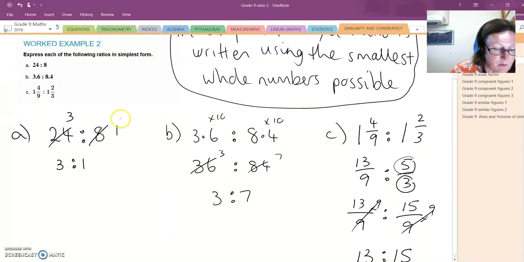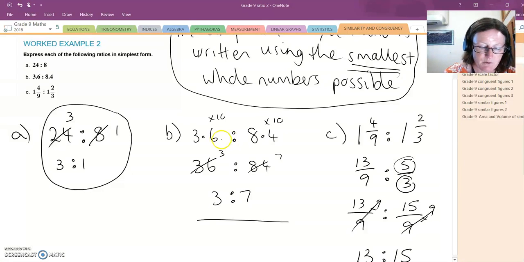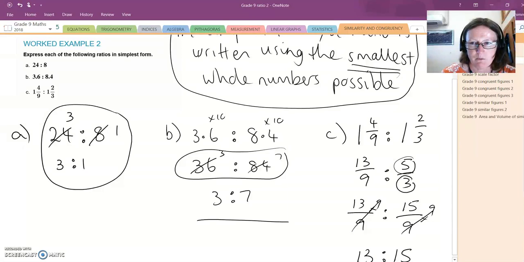So worked example A, relatively simple. We just look at they're already whole numbers, but we need to make them the smallest possible whole numbers. Worked example B, they were decimals, so we needed to get rid of the decimal, so I times them both by 10, and then, just like worked example A, we needed to look at what number went into them both, so we could make it the simplest form.